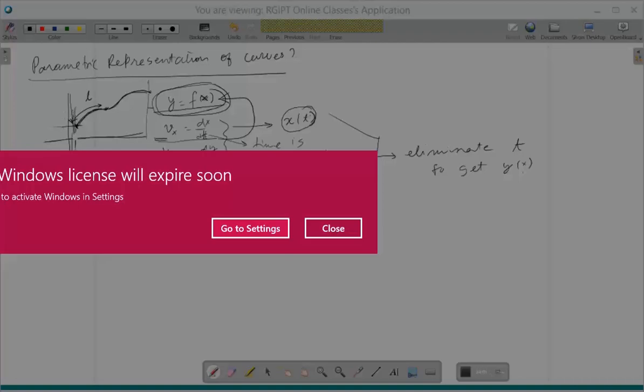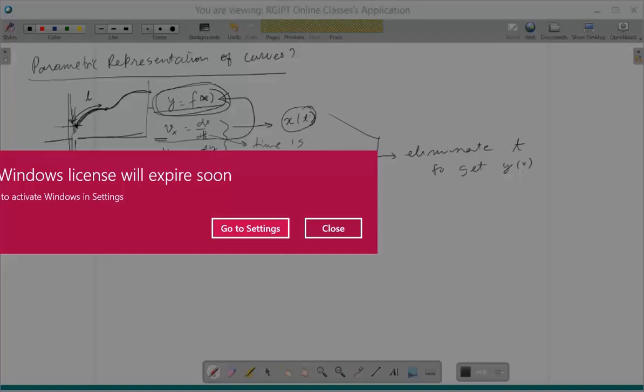If you write x as a function of L and y as a function of L, if you know these dependencies, then you can again get y as a function of x. So it depends on what you choose as the parameter, on the nature of the problem or the nature of the information that you have at hand. You can define a parametric representation of a curve.